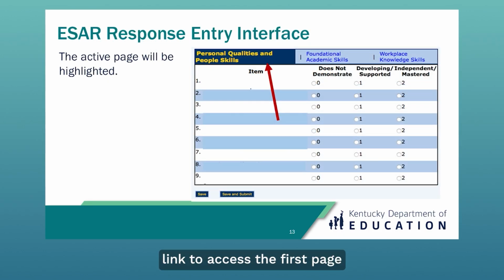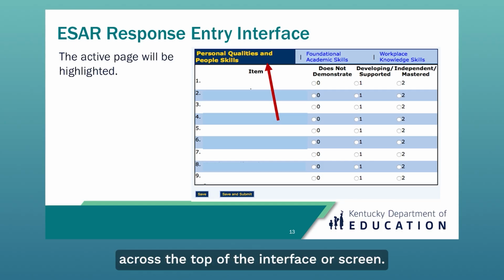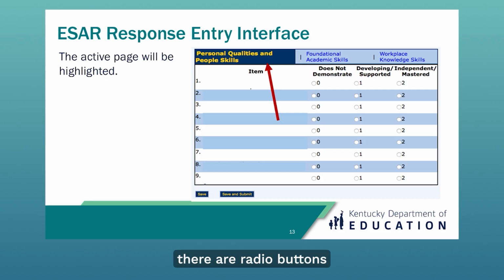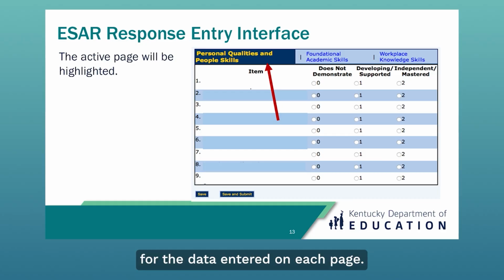Click on the ESAR link to access the first page of the ESAR skills, which is personal qualities and people skills. There are 3 categories in the ESAR, and each domain is listed across the top of the interface or screen. For every question, there are radio buttons for response options of 0, 1, or 2. Users may click the links, save, or save and submit located in the bottom left-hand corner of the page for the data entered on each page.